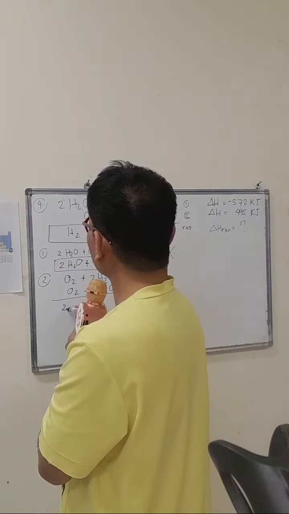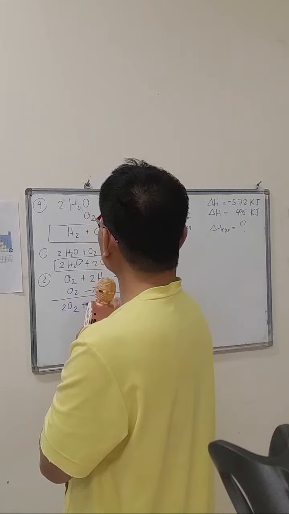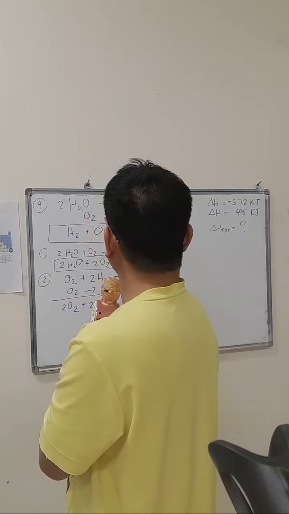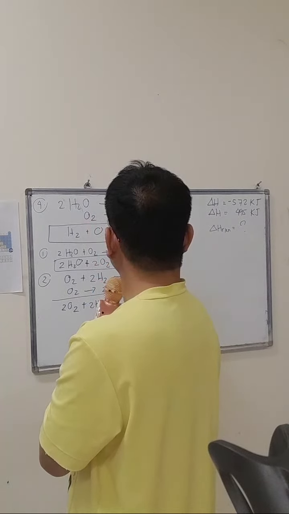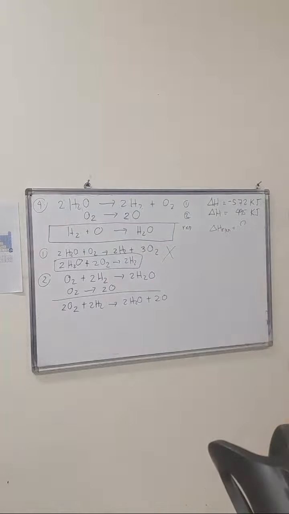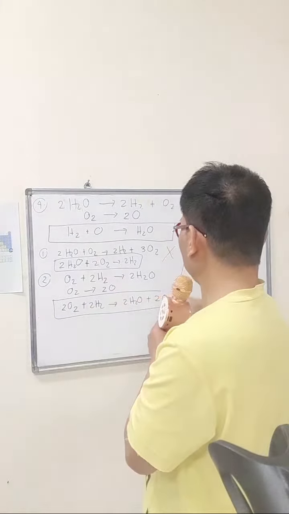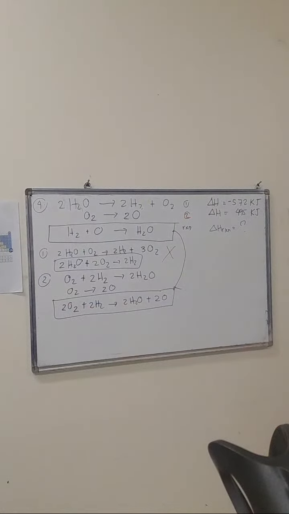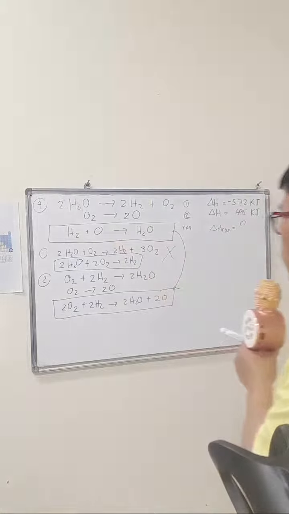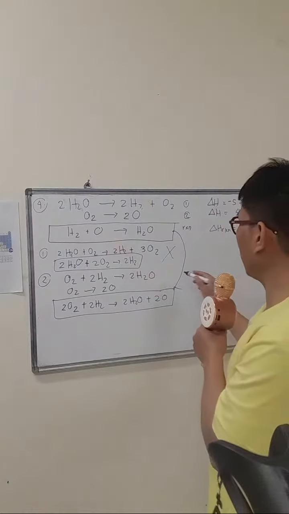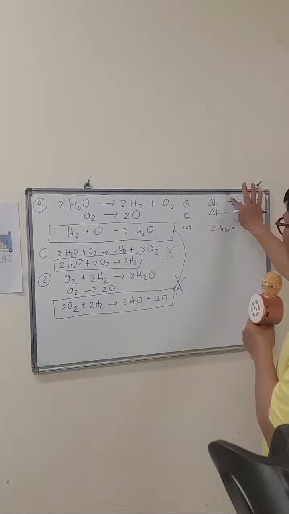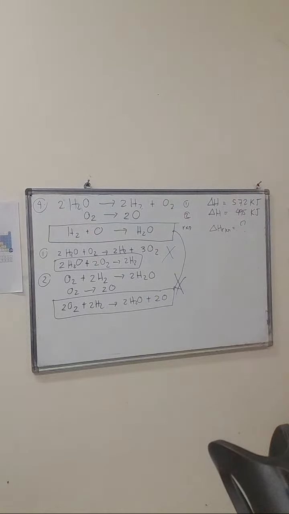O2 plus O2, 2 moles of O2, right? 2H2 is equal to 2H2O plus 2O. What can you say of the result? 2O2, 2H2, 2H2O, 2O. It's just the same as this. Try to compare. This one. So we have H2. Okay, but there's no oxygen gas here. Okay, so this is wrong also. So remove this one. We will not reverse it. And I will reverse the second one.